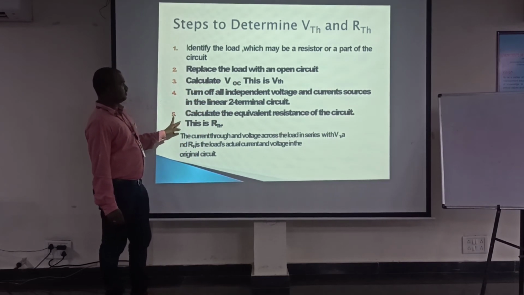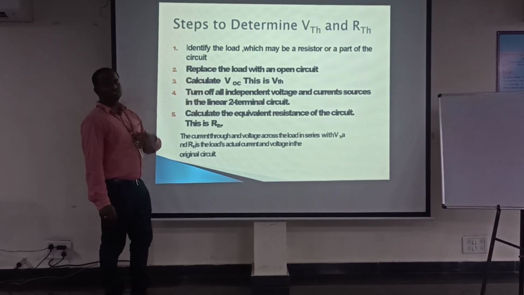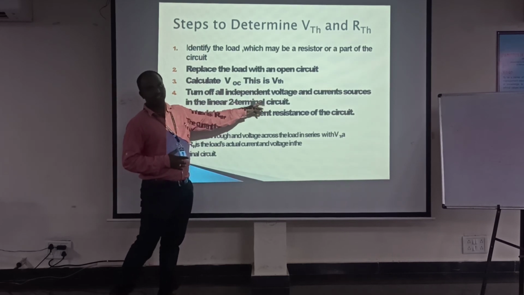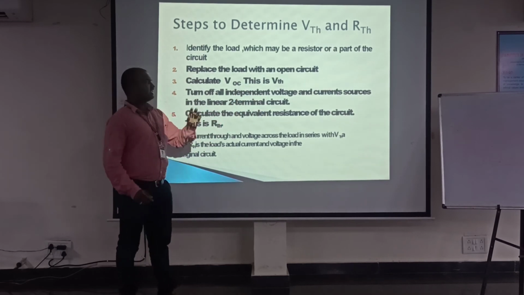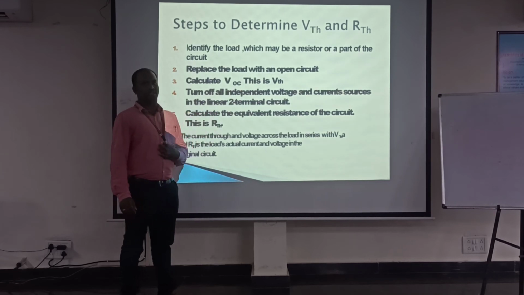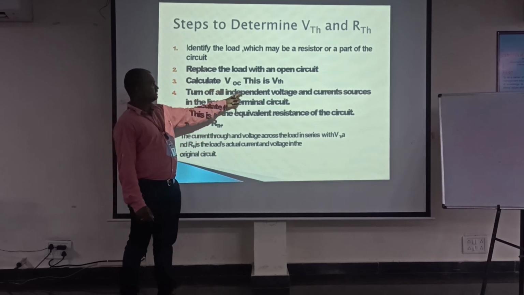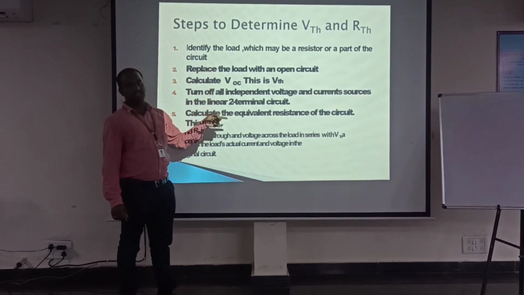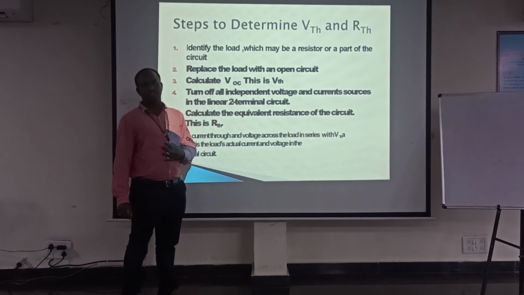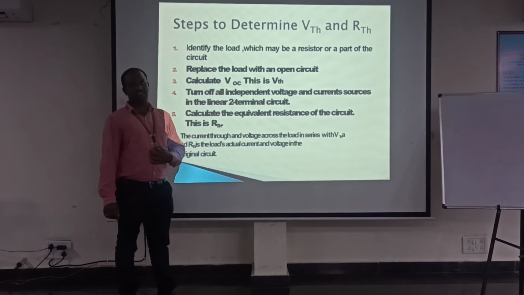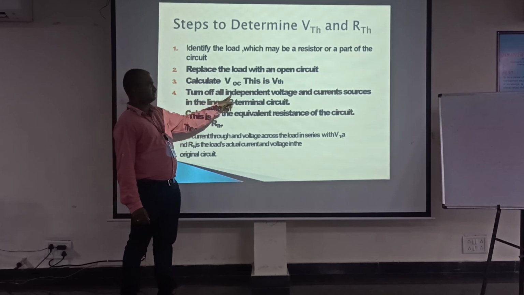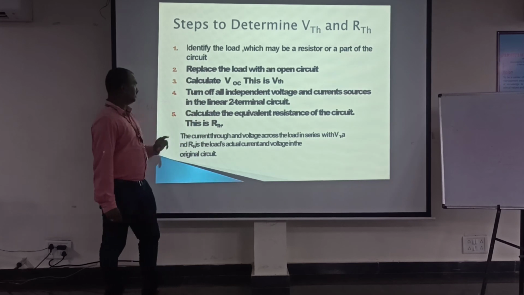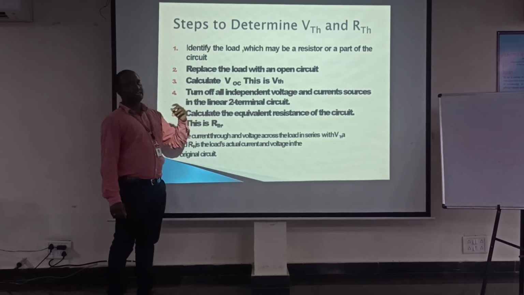In the third step, for any sources, voltage source or current source: if an independent voltage source is present, just short circuit it. If a current source is there, just remove it, making it open circuit. So two concepts occur here: one is short circuit, another is open circuit. If it is an independent voltage source, just use short circuit; otherwise, it has some internal resistance, so you represent it with the internal resistance. For the current source, you simply remove it, so it is open circuited. Next, calculate the equivalent resistance of the circuit.